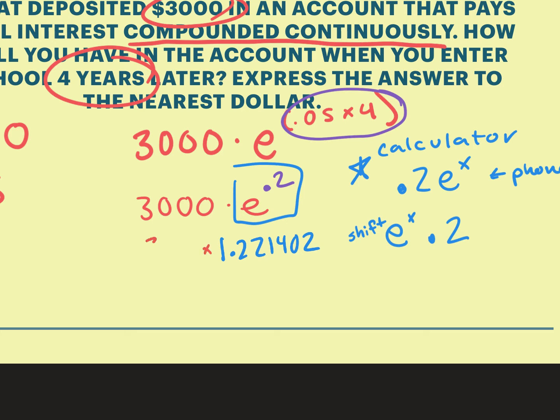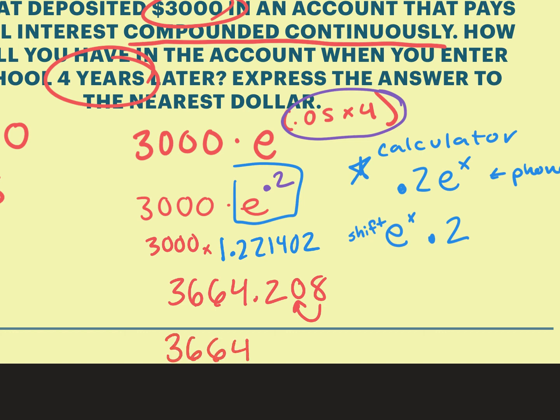Multiply by 3,000. So just leave it in your calculator and multiply by 3,000. So I got 3,664.208, but what does the 8 round to? It rounds the 0 up to 1. So 0.21 is our answer.